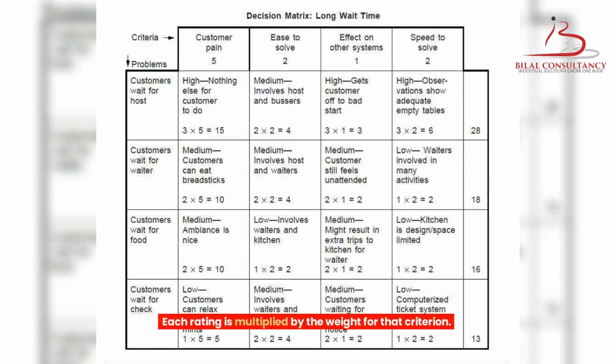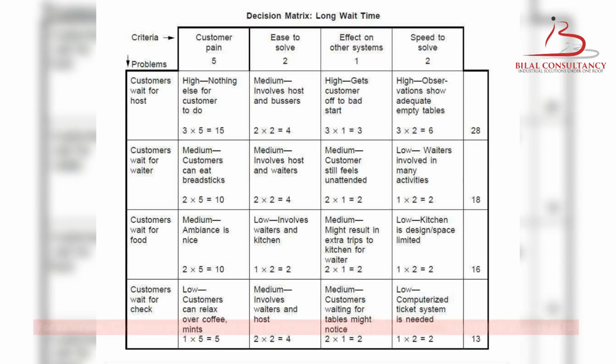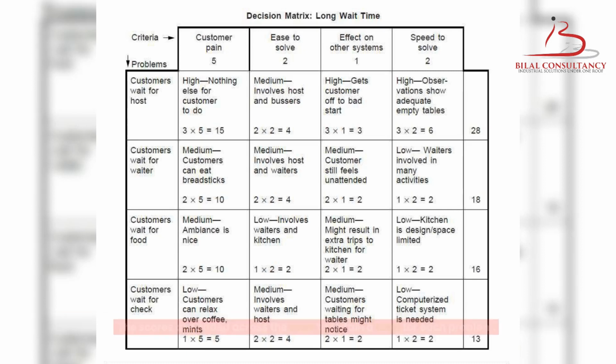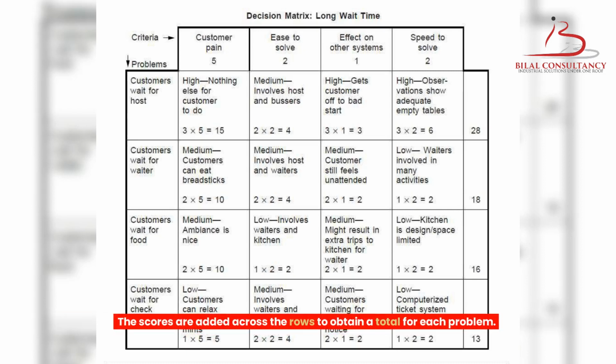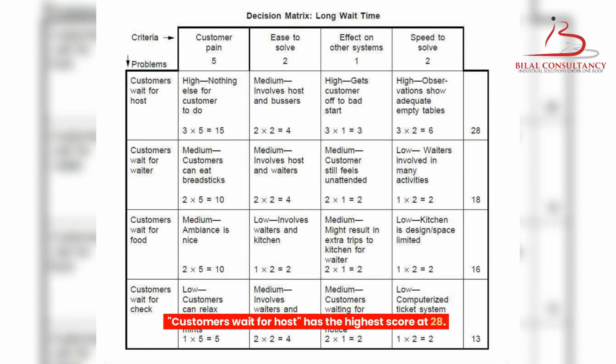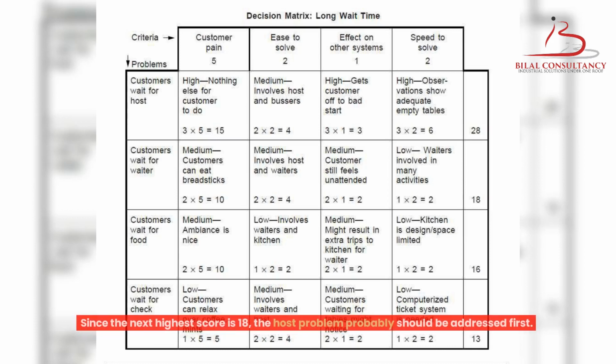Each rating is multiplied by the weight for that criterion. For example, customer pain, weight of 5, for customers wait for host, rates high, 3, for a score of 15. The scores are added across the rows to obtain a total for each problem. Customers wait for host has the highest score at 28. Since the next highest score is 18, the host problem probably should be addressed first.